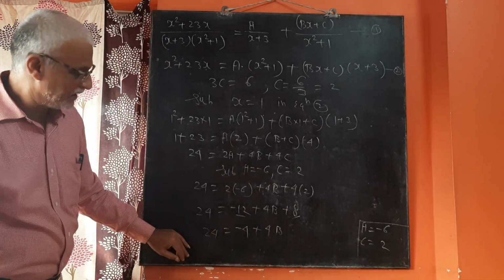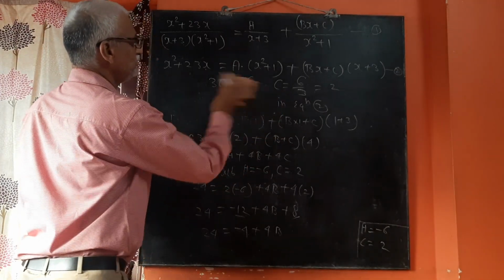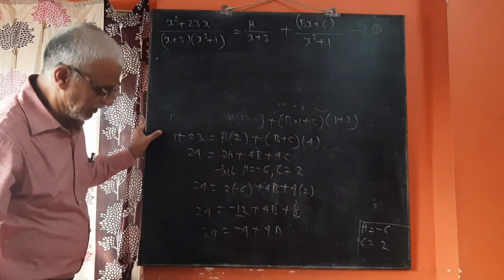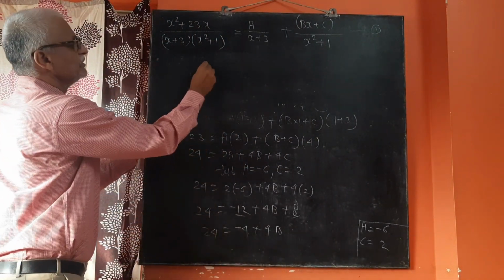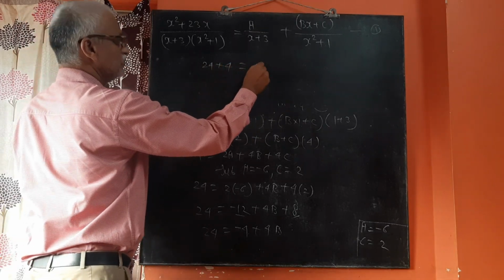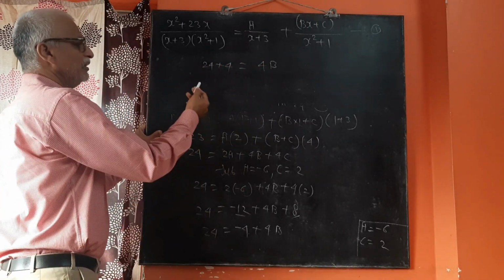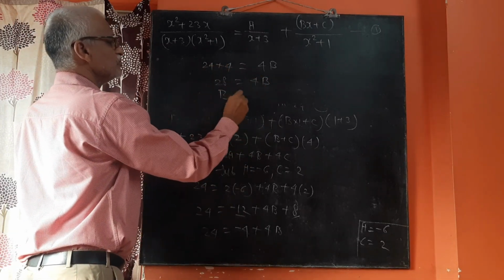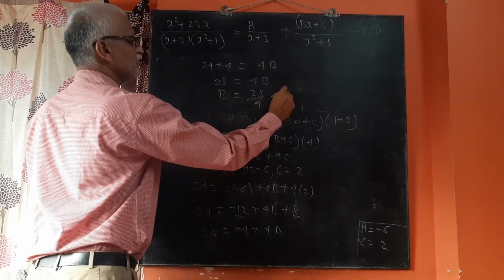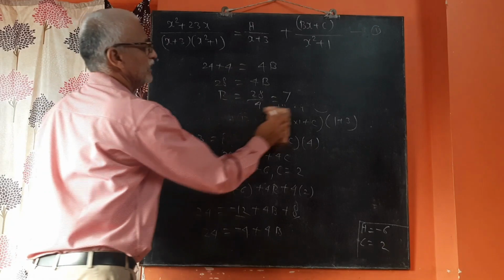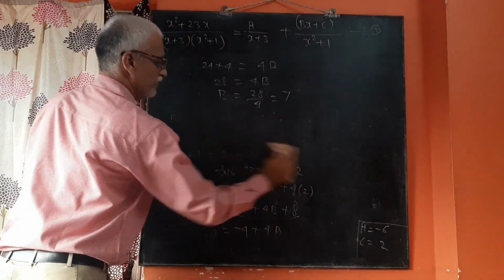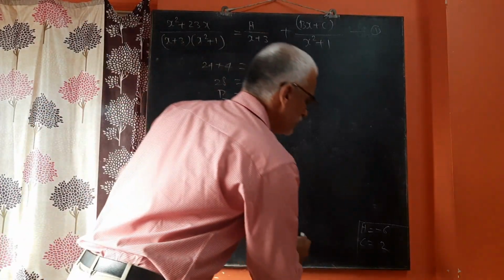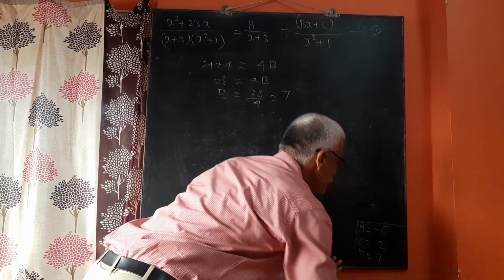Shifting -4 to the other side, this -4 comes here. So 24 plus 4 equals 4b. 24 plus 4, that means 28, equals 4b. That means b equals 28 upon 4, which equals 7. So the value of b is equal to 7.